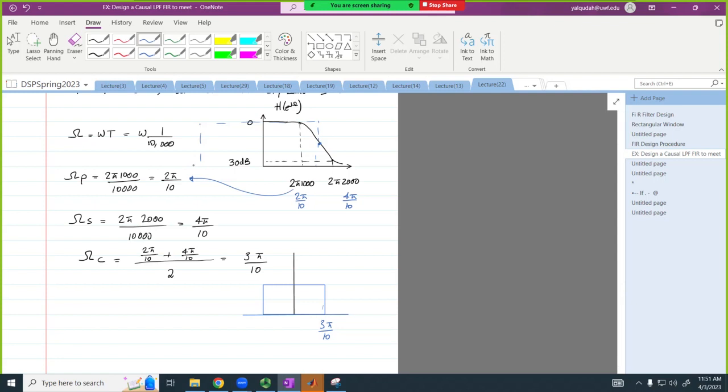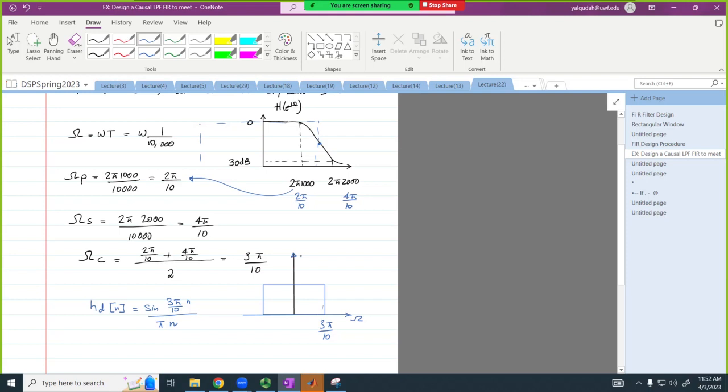Okay, so our ideal filter, HD of n, is going to equal sine 3 pi multiplied by n over 10 divided by pi multiplied by n. Again, this filter is infinite in length, and therefore we have to window it. Which window do we have to use?